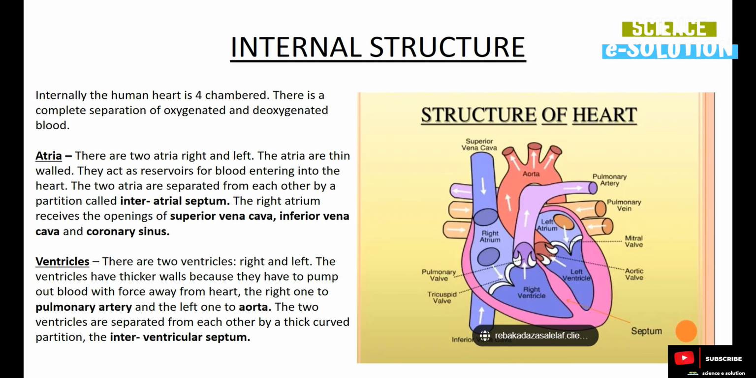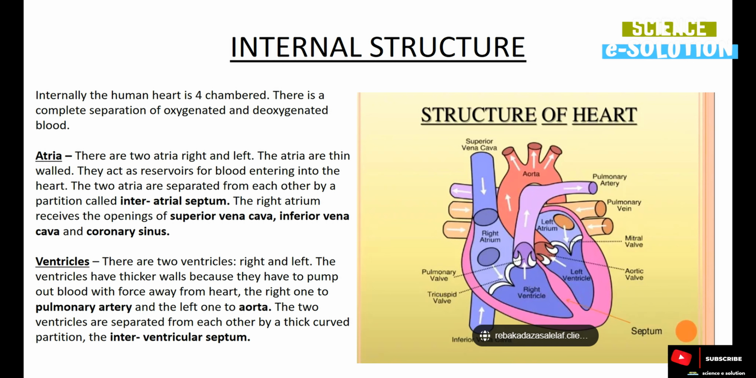The two atria are separated from each other by a partition called the interatrial septum. The right atrium receives the openings of superior vena cava, inferior vena cava and coronary sinus, as we have already seen in the previous slide.